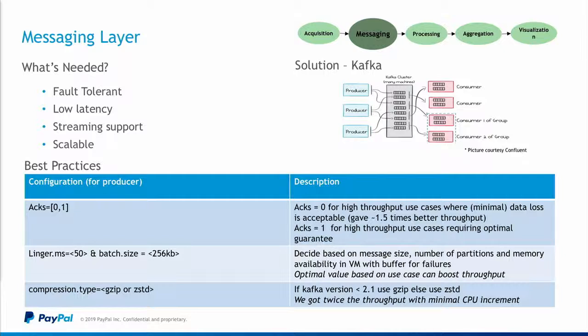The compression type, again there are two things. You can either go for gzip compression or Zstandard. If your Kafka version is less than 2.1, it is better to go with gzip. If it's greater than 2.1, Zstandard is even better. It adds a little bit of an increment on your CPU, but the throughput that you get out of it is much higher.